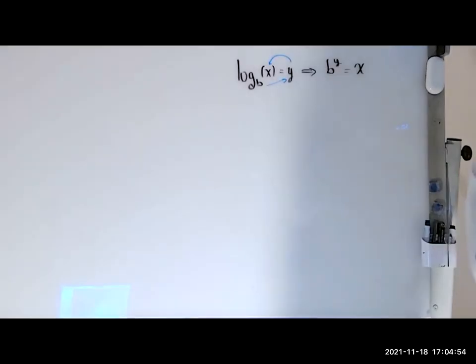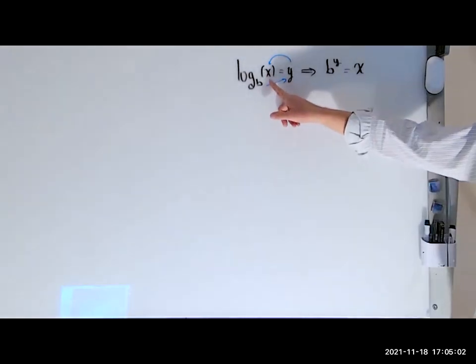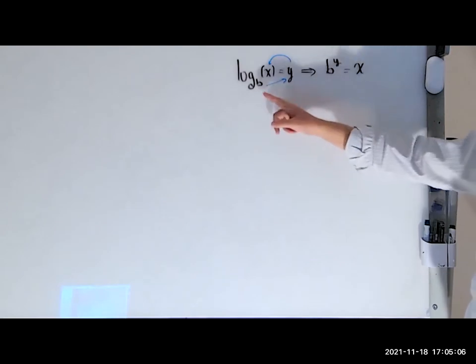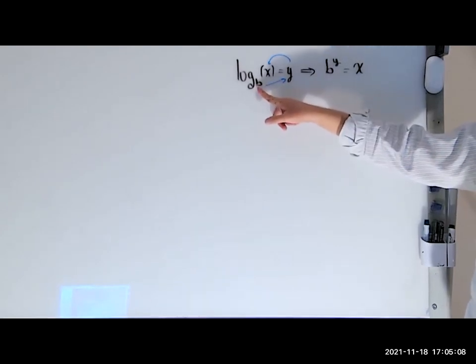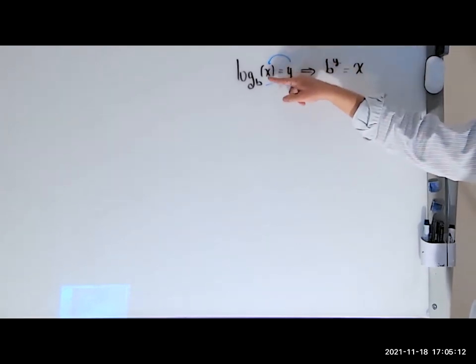Now let's go ahead and practice solving a couple of logarithmic equations. So I have log base b of x equals y. How do I switch to exponential? Identify the base, raised to the exponent, in this case the number y, equals the argument.